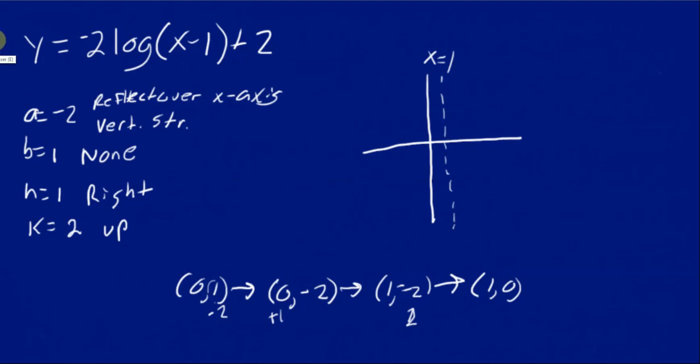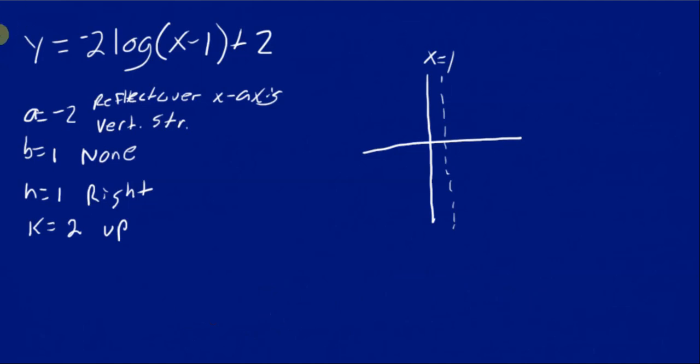I did not have a (0, 1). This is not an exponential function. I started with the point (1, 0). This is a logarithmic function. My apologies. So I'm going to reflect it and stretch it in the vertical direction. So I'm going to multiply this 0 by -2. That's going to be (1, 0).